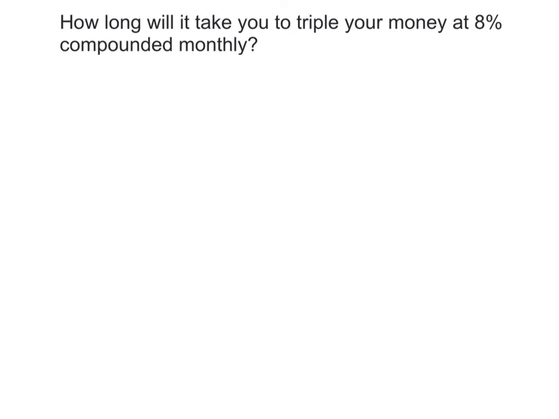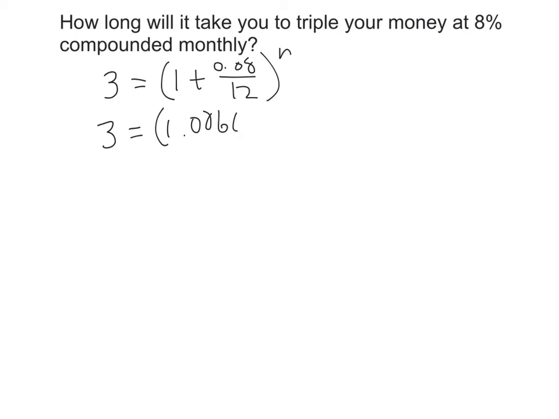So if you're going to do this problem, let's set this up. What this says is your multiplier is going to be equal to 3. What is the multiplier? It's whatever you're raising each month, which is 8%, 1/12 of 8%, raised to the nth power. So if we clean that up a little bit, we're going to get 1.0066 repeating raised to the nth power.